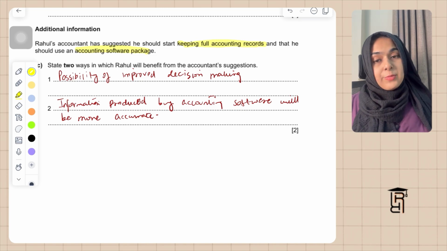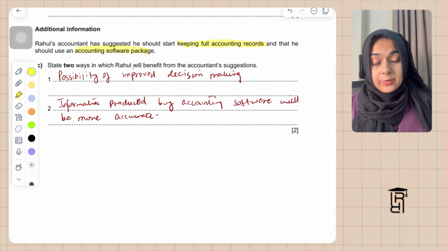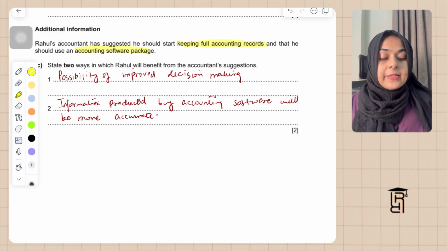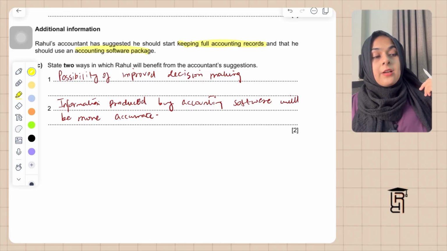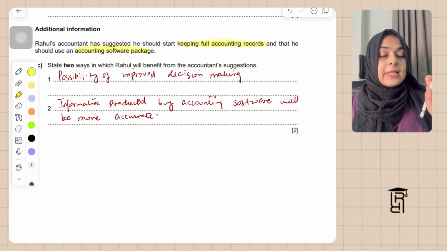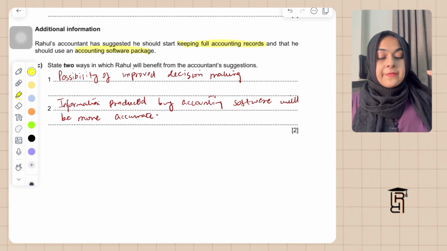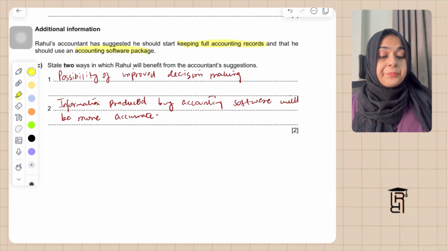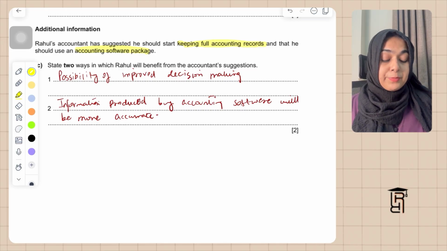Here they're saying state two ways in which Rahul will benefit from the accountant's suggestions. Possibility of improved decision making, because we'll have all the records available. Complete records give you a very clear picture of the business and of the performance of the business. Then they are saying information produced by accounting software will be more accurate. Accounting software will process the information faster, and the chances of errors will be reduced. If we have full accounting records, we'll have improved decision making.